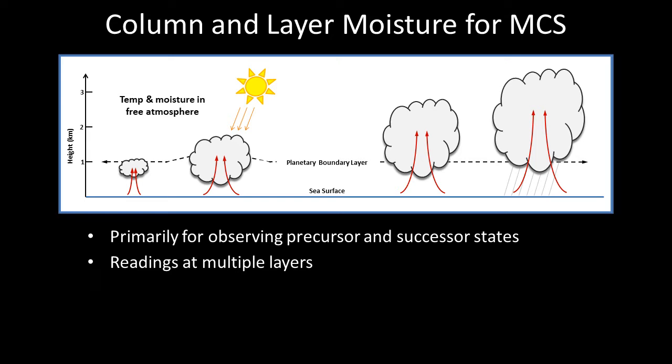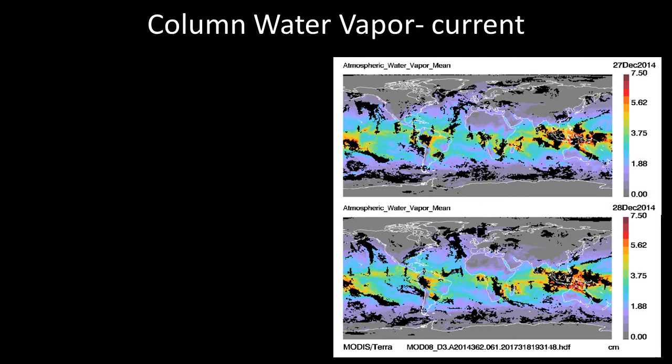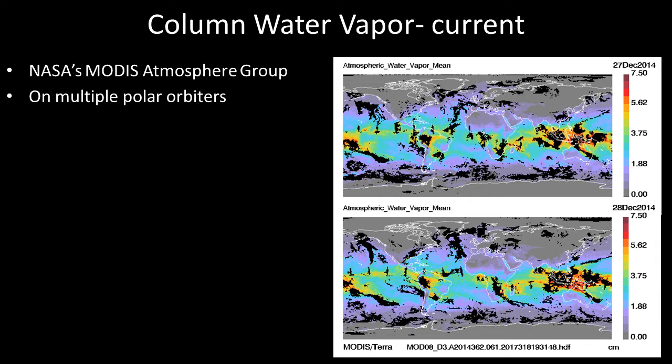We'll derive valuable information on stratification in the atmosphere as well, and the effects of differing levels of stability on convection growth. And we'll see these effects in both the upscaling and the decay phases of MCS development. NASA's Moderate Resolution Imaging Spectroradiometer is a current generation instrument for detecting atmospheric water vapor. It's being flown on multiple polar orbiters.